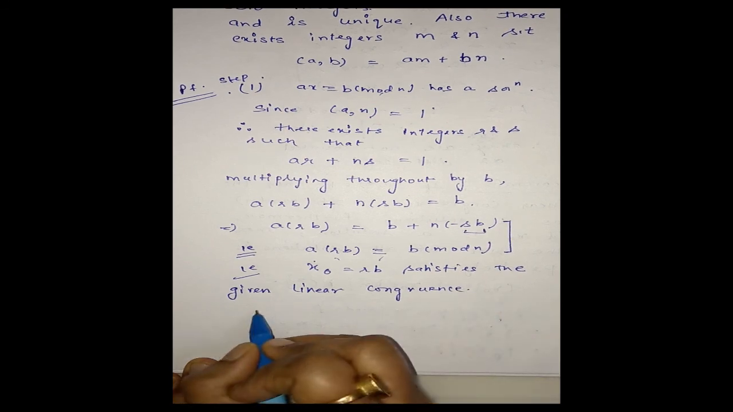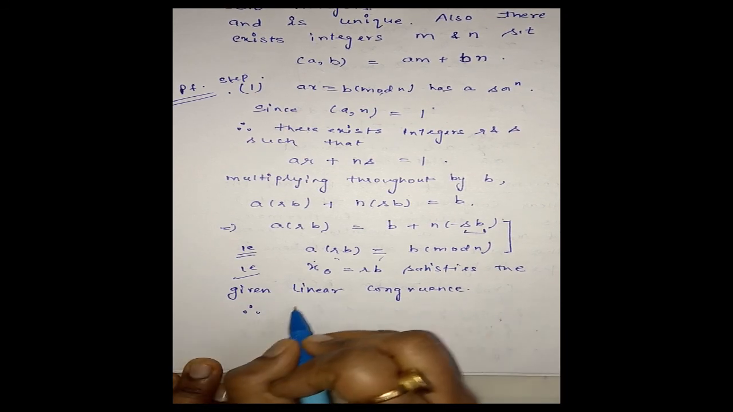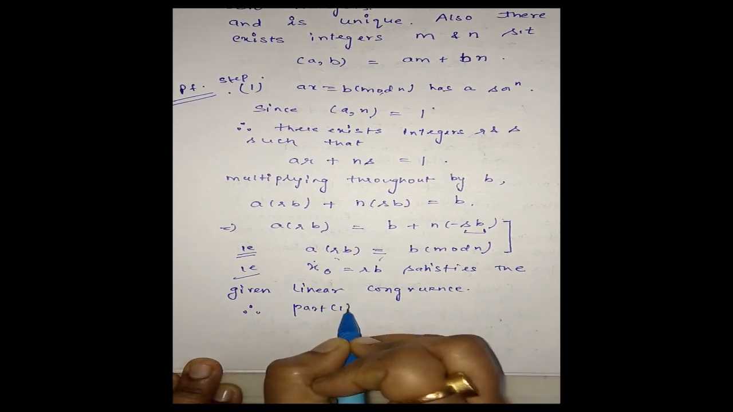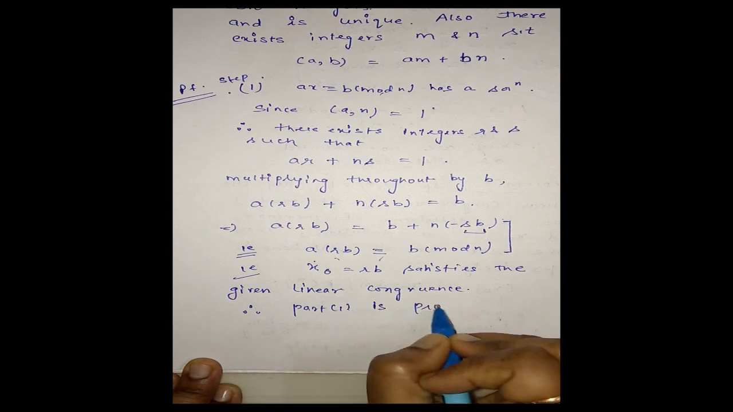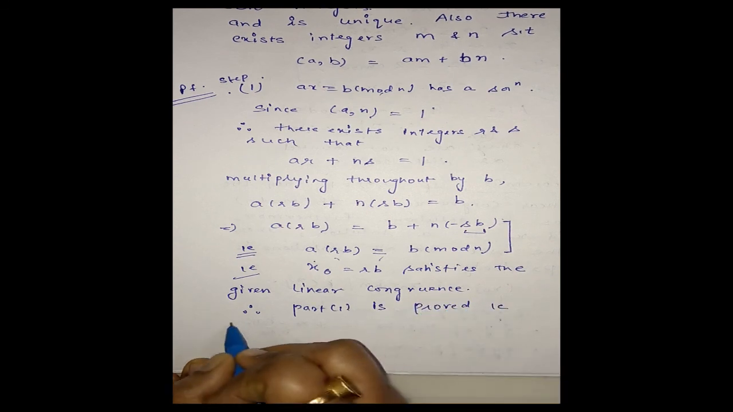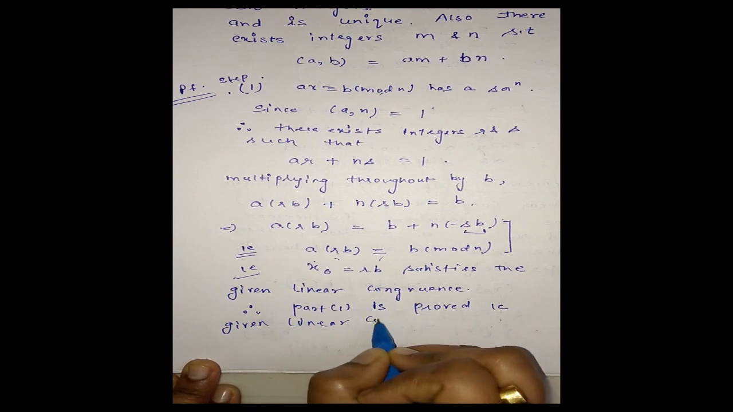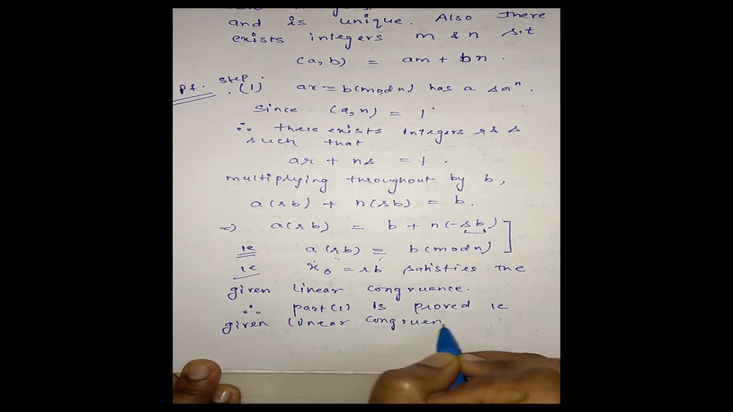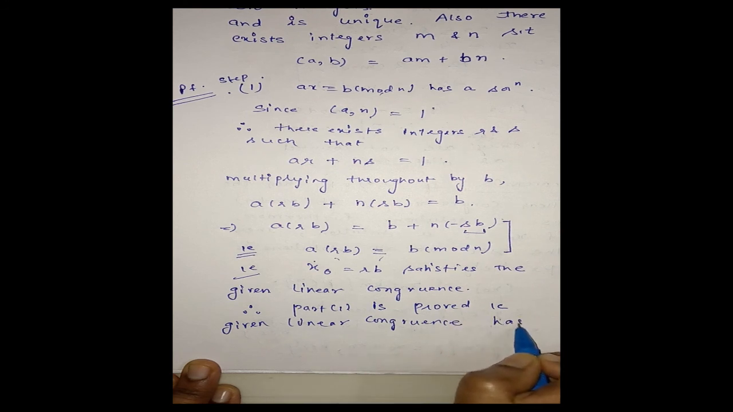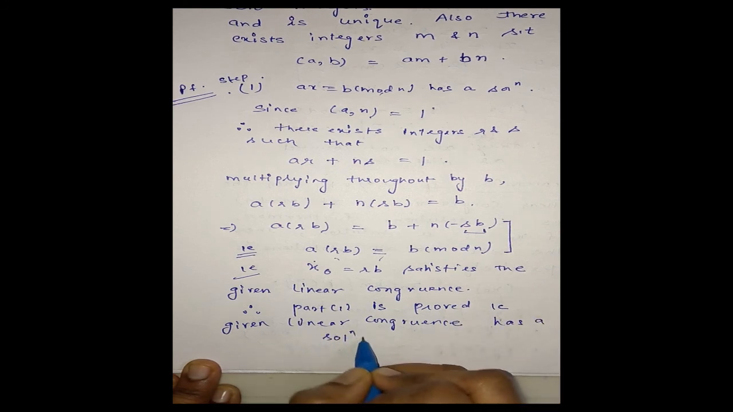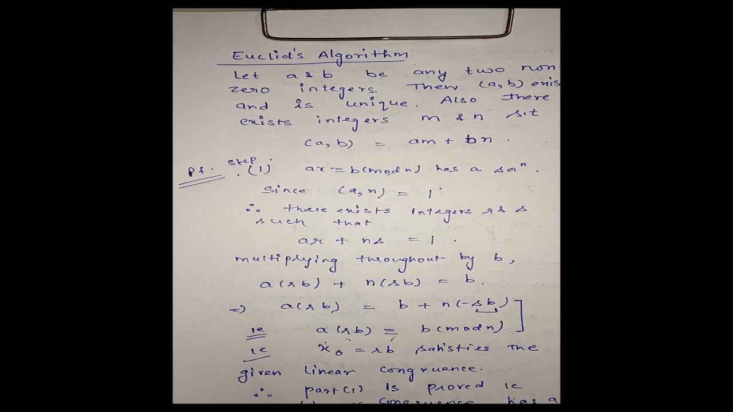Clear? Therefore, part 1 is proved. That means the linear congruence has a solution. That is, the given linear congruence has a solution. Part 1 is this, has a solution. Clear? This is proved. Now we will prove the next part.